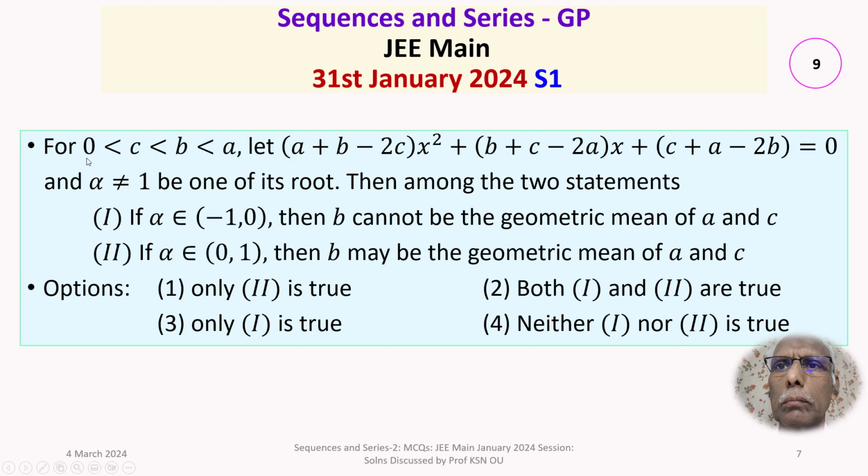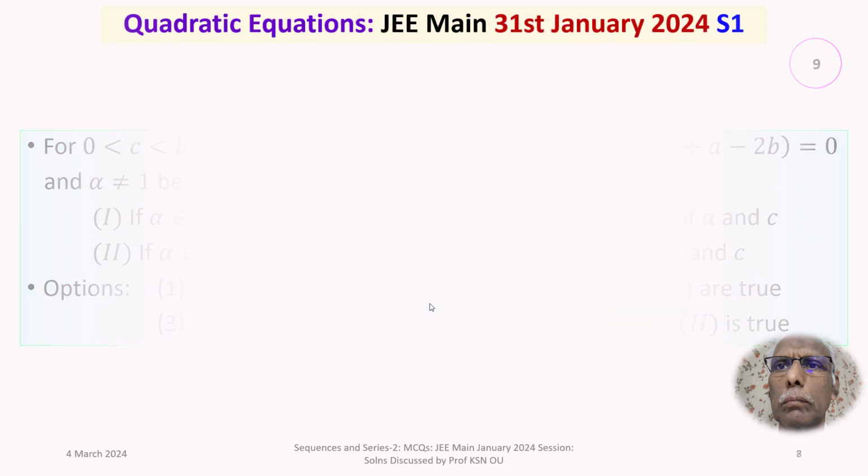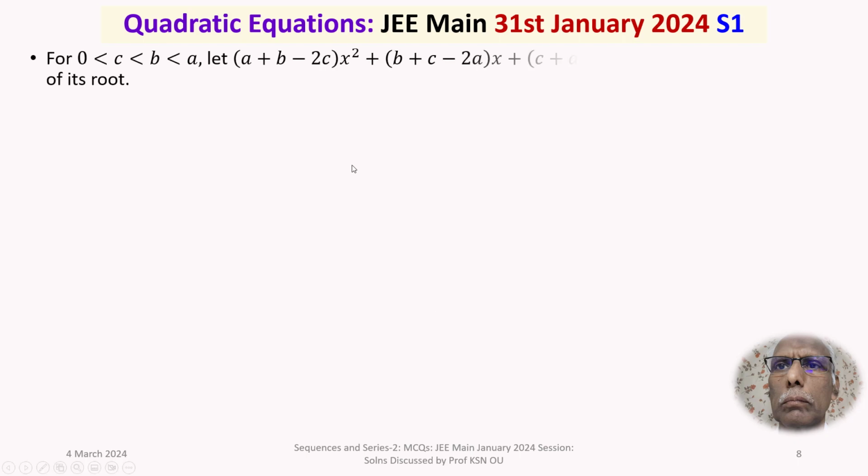You are given 0 less than C less than B less than A. You are also given this quadratic equation, and given alpha not equal to 1 is one of its roots. Then from these two statements, are both valid, none valid, or one valid and the other not? You have to discuss all those combinations. Let's get into the problem. We now discuss the solution of the problem in detail.